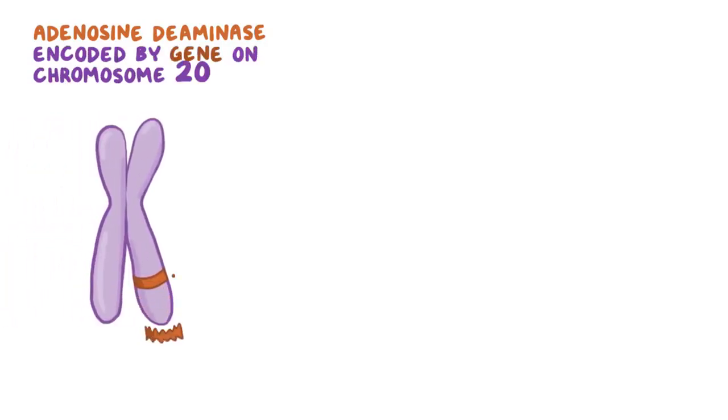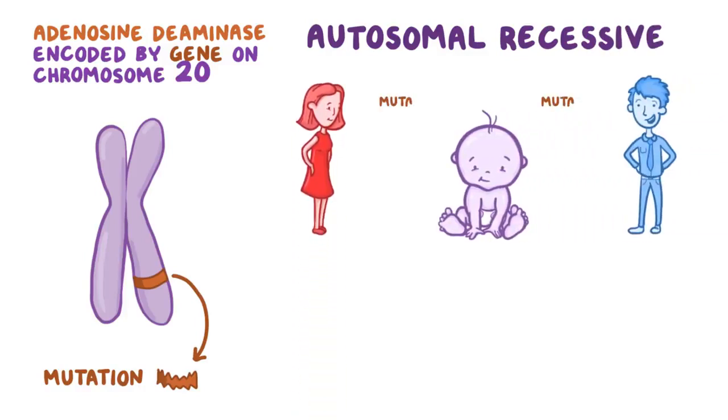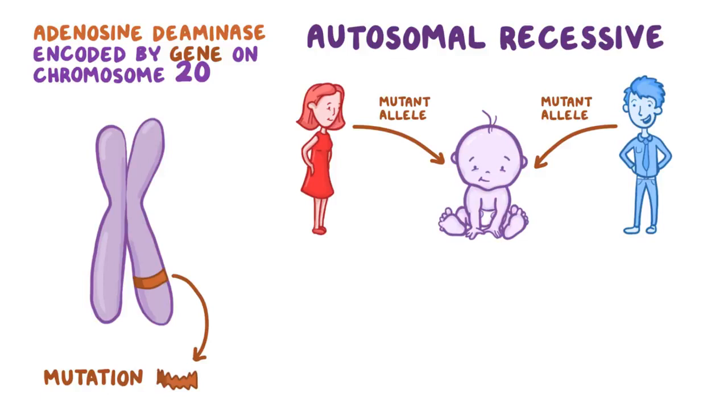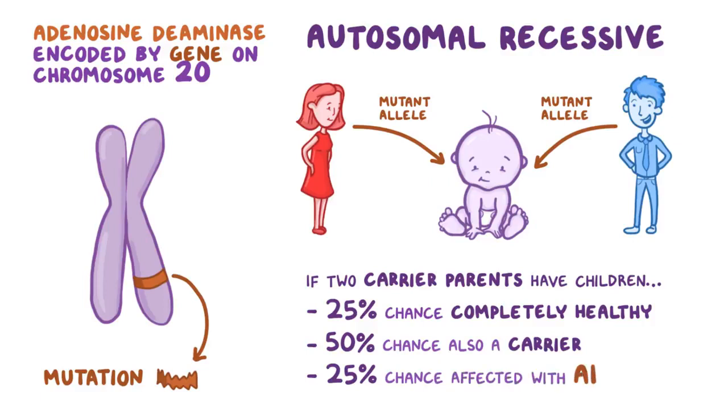Adenosine deaminase is encoded by a gene on chromosome 20, and typically mutations are inherited through an autosomal recessive pattern, meaning that the disease occurs when a child receives a mutant allele from both parents. Statistically, if 2 carrier parents were to have children, they'd have roughly 25% chance to have a completely healthy child with 2 healthy gene copies, a 50% chance to have a child that's also a carrier of 1 defective copy and 1 healthy copy, and a 25% chance to have an affected child with ADA SCID.